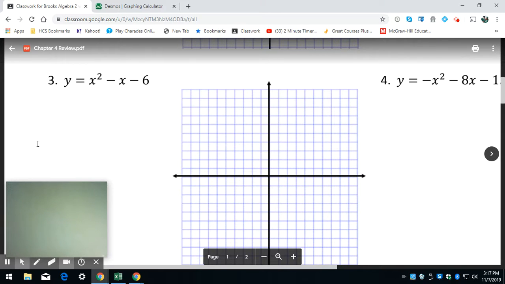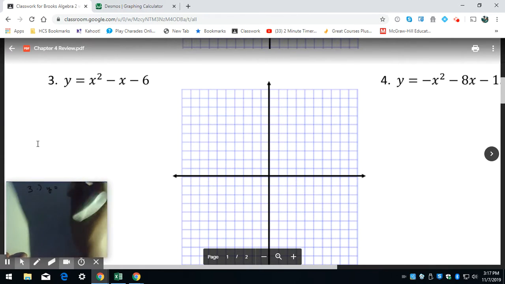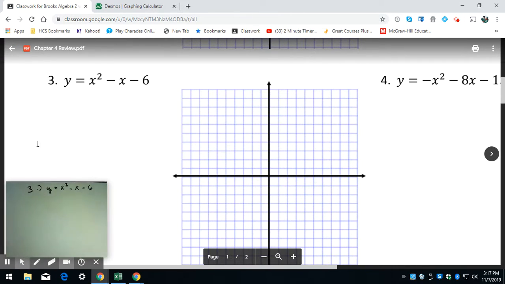All right, so let's work on problem 3. So problem 3, we've got y equal to x squared minus x minus 6. All right, and so once again, we're going to want to find the vertex. We are going to want to find x, y intercepts. I'm probably going to miss one of these. We're going to want to find axis of symmetry.